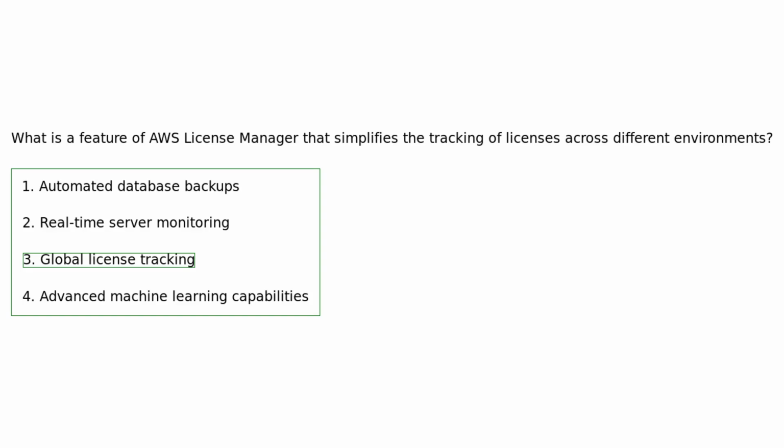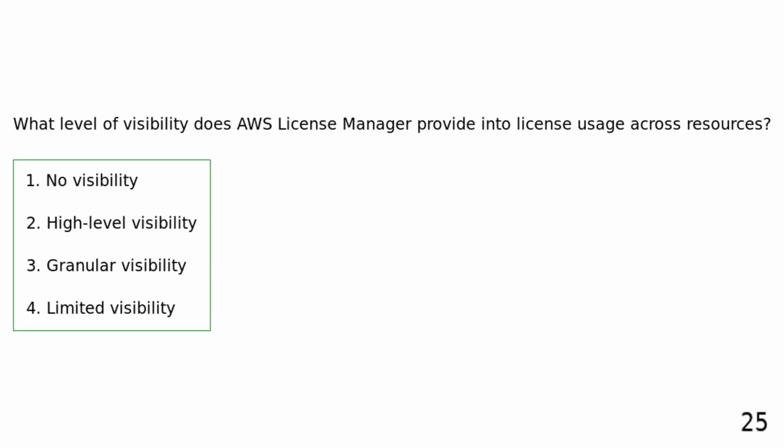AWS License Manager offers global license tracking capabilities, simplifying the process of tracking licenses across different environments and ensuring compliance with licensing terms and agreements. What level of visibility does AWS License Manager provide into license usage across resources? No visibility. High-level visibility. Granular visibility. Limited visibility.